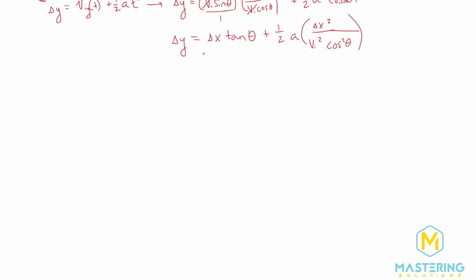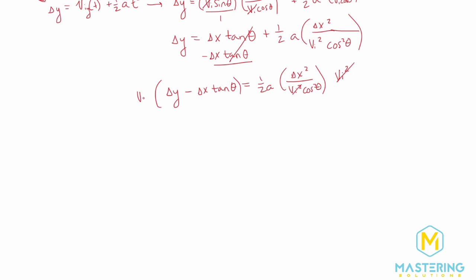And now to simplify this a little bit, let's subtract delta x times the tangent of theta from both sides of the equation. So that'll go away. So we have delta y minus delta x times the tangent of theta is equal to 1/2 the acceleration times delta x squared divided by the initial velocity squared times cosine squared of theta. And now what we're trying to solve for, we need to keep that in mind, is the initial velocity. So we want to isolate this, so we'll multiply both sides of the equation by initial velocity squared. So we'll multiply all of this by initial velocity squared.